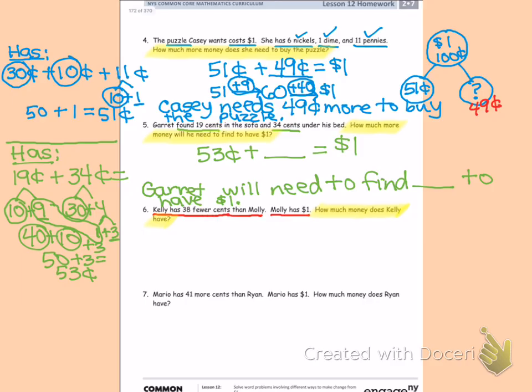Well, if Molly has $1 and Kelly has 38 fewer cents, that means less. That means we have to subtract to figure out how much Kelly has. Another way you could write this is 100 cents minus 38 cents equals blank.